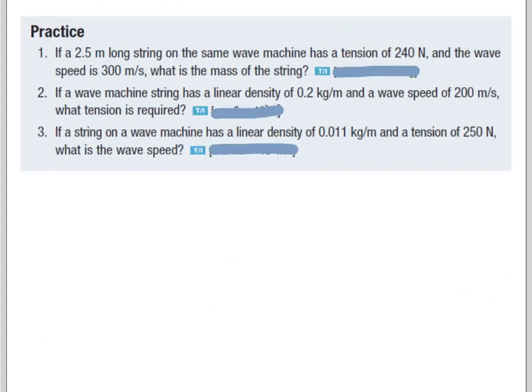Okay, so there's a couple to try. These are some practice questions. If you want to pause it and then try them, I'll try and go through them really quickly.